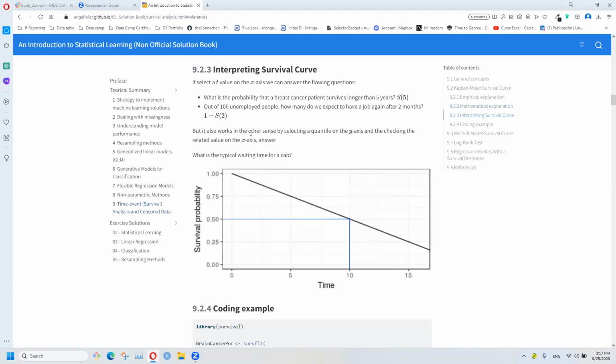But it also works in the other sense, by selecting the quantile on the y-axis and checking the value on the x-axis. So what is the typical waiting time for a CAP? You go straight to 50% survival probability and check the related value in time. So you can use the quantiles; if you see the graph the other way around, it also works that way.